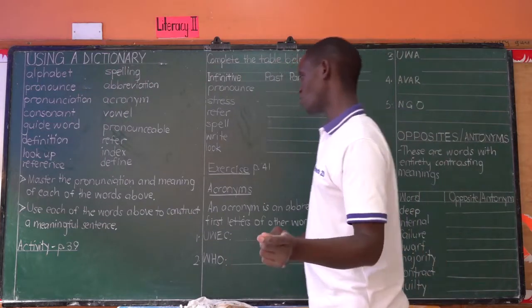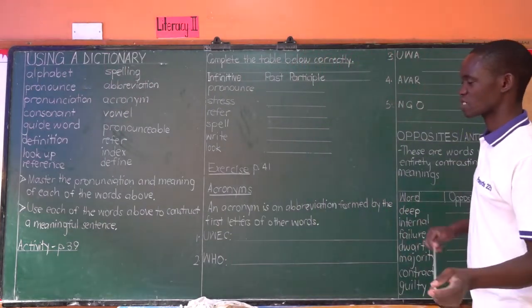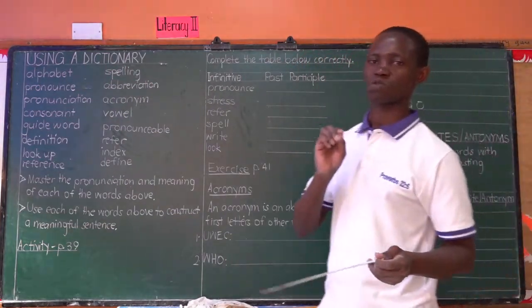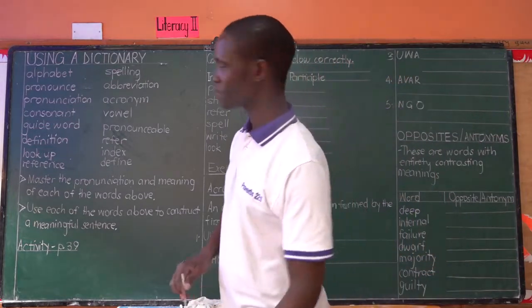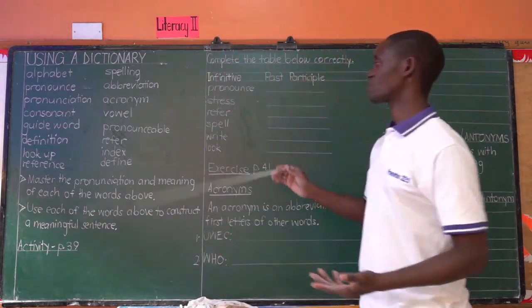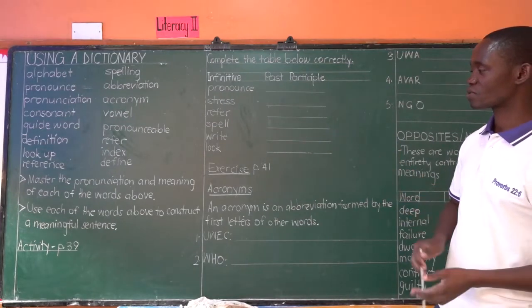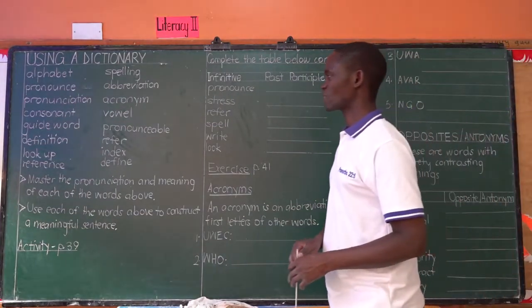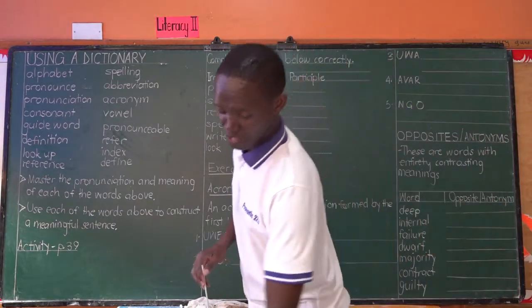Then after that, use each of the words above to construct a meaningful sentence. This sentence should be oral. Get a word like vowel, and you say a sentence with it. You first master the meaning. The meaning is always given in the workbook.